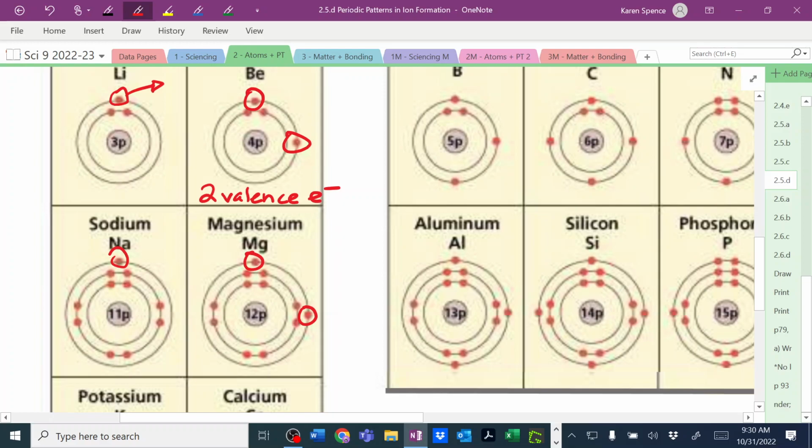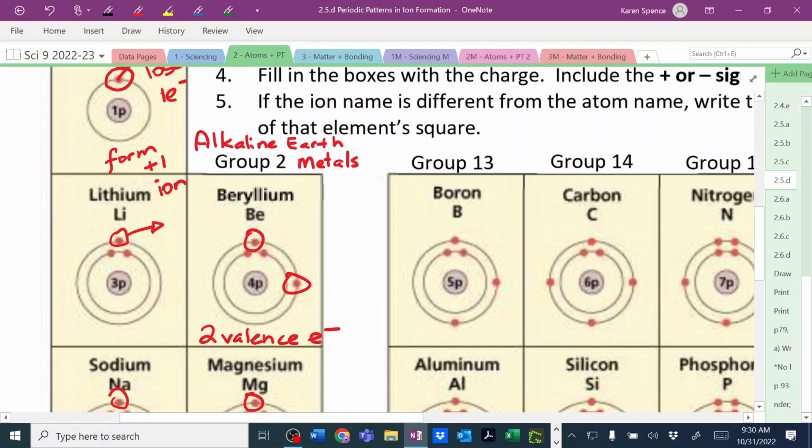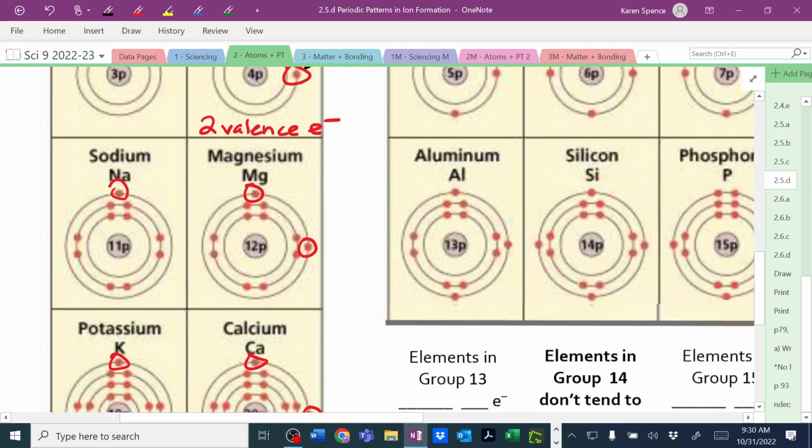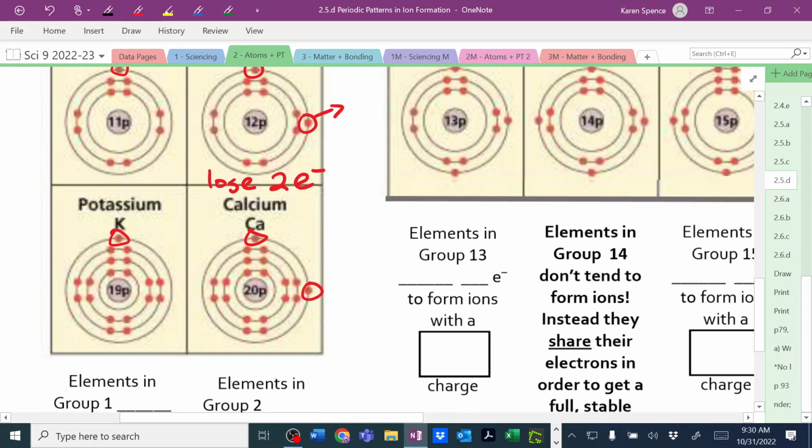So what are they going to become when they become an ion? What are they all going to do? They're all going to lose electrons. And how many will they lose? They're all going to lose 2 electrons. And what charge do they become if they lose 2 electrons? They become +2 ions, or 2 plus ions if you prefer.